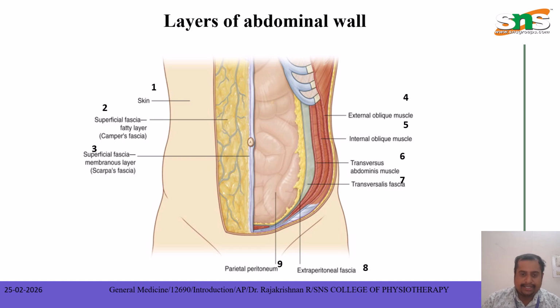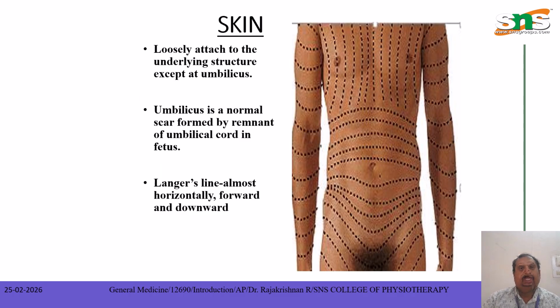After cutting through all these layers only, we can go inside to the organs, and we can operate on the area where we want to do a surgery. The skin, as in this picture, shows how we cut these regions. It is loosely attached to the underlying structure, except at the umbilicus, where it is tightly attached. The umbilicus is a normal scar formed by a remnant of the umbilical cord in the fetus.